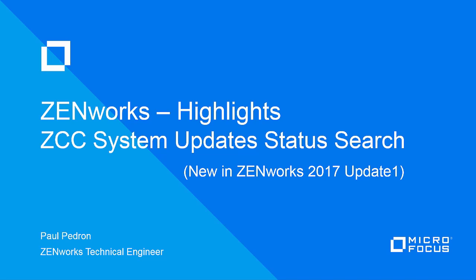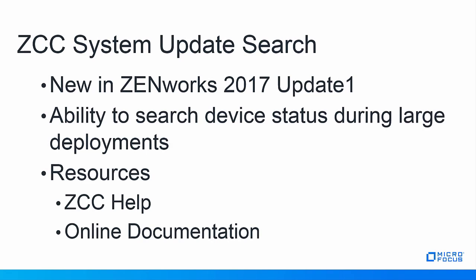This search panel, in the Status by Device page, enables you to narrow the number of devices displayed. Based on your selection and filters, it provides the new view needed in a hurry. The ZCC System Update Search is new in ZENworks 2017 Update 1. It has the ability to search device status during large deployments. The resources are on the ZCC Help and online documentation, which we'll cover in a little bit.